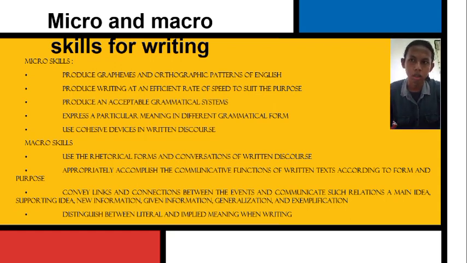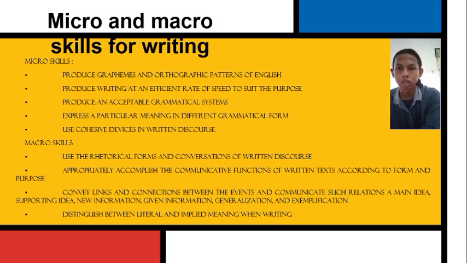Next is micro and macro skills for writing. The first is micro skills. Number 1 is produce grammars and orthographic patterns of English. And number 2 is produce writing at an efficient rate of speed to suit the purpose. And number 3 is produce an acceptable grammatical system. And number 4 is express particular meaning in different grammatical forms. And the last is use cohesive devices in written discourse.